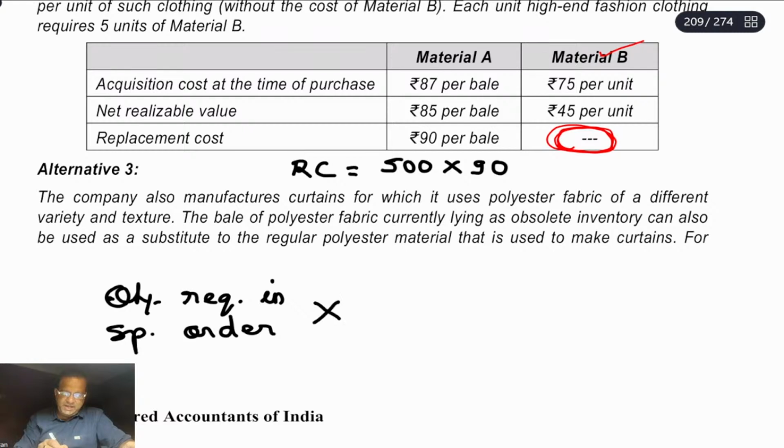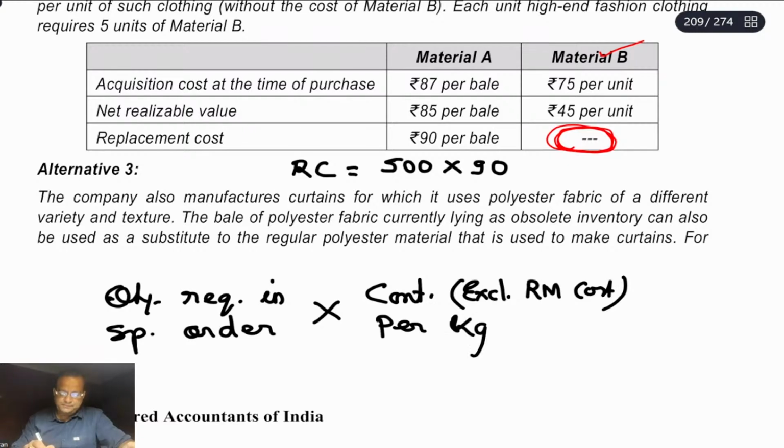multiplied by contribution excluding raw material cost per kg or per unit, whatever its denomination is.